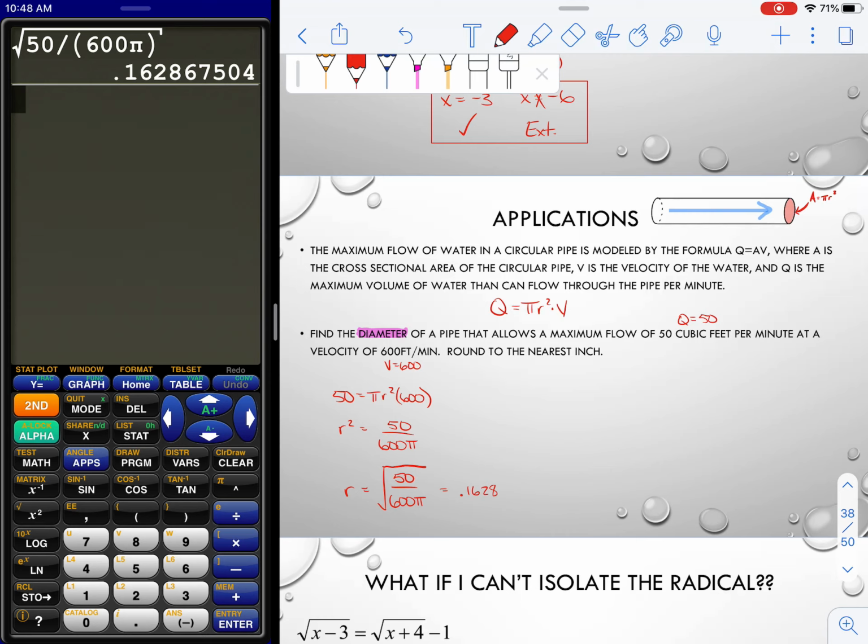The next thing: this is my radius. To get my diameter, I need to multiply by 2, because diameter equals 2 times the radius. So diameter here is going to be 2 times 0.1628.